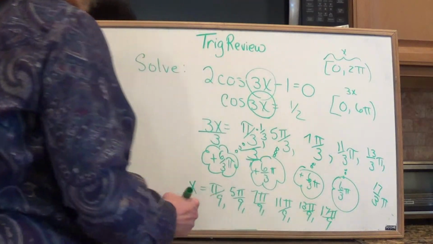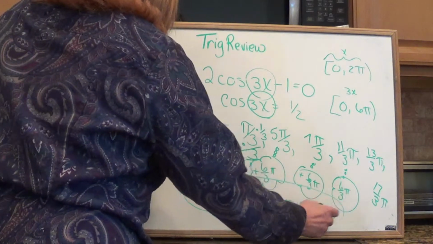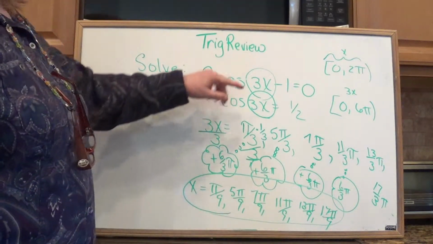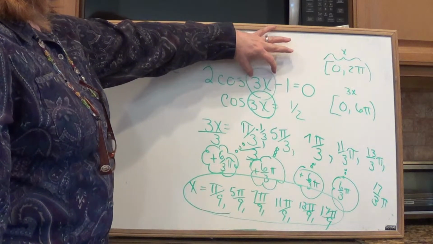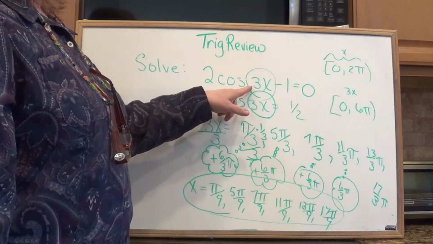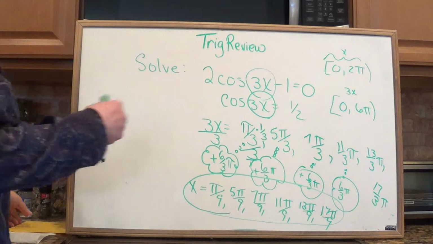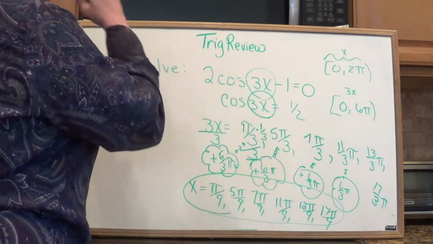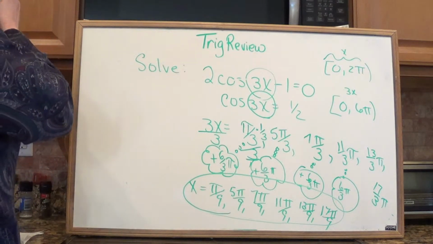Those are my final answers, and notice there are 6. And usually, not always, but usually when I triple an argument, there's a triple angle there, there are 6 answers. When it's double, there's often 4. So when I quadruple the argument, there's often 8.